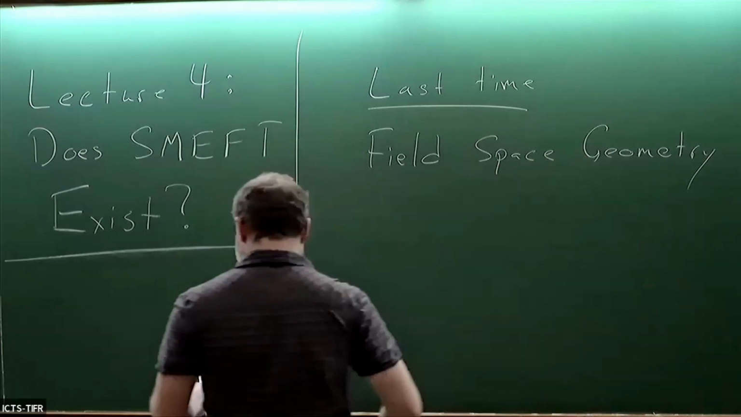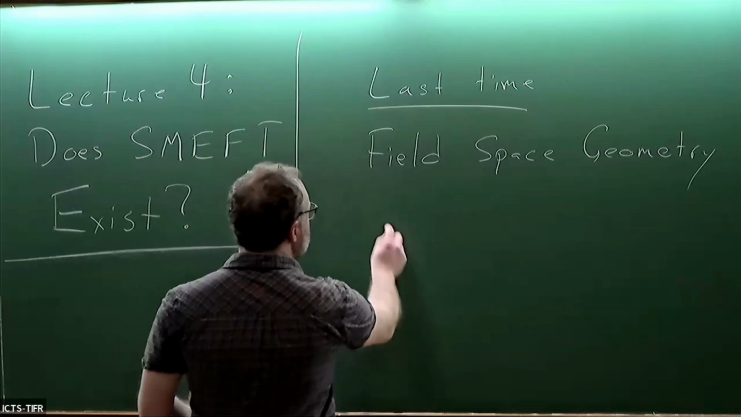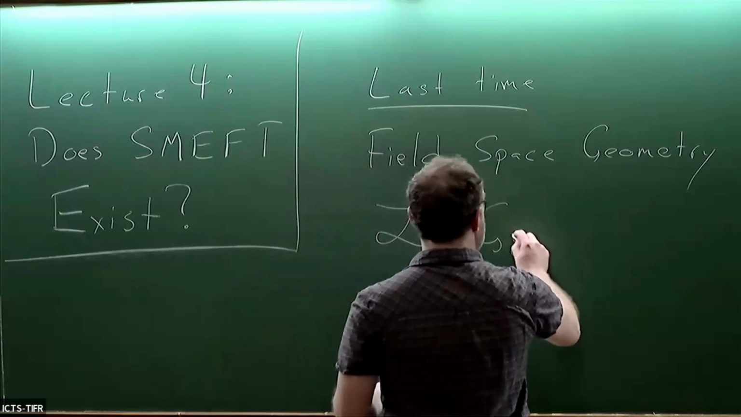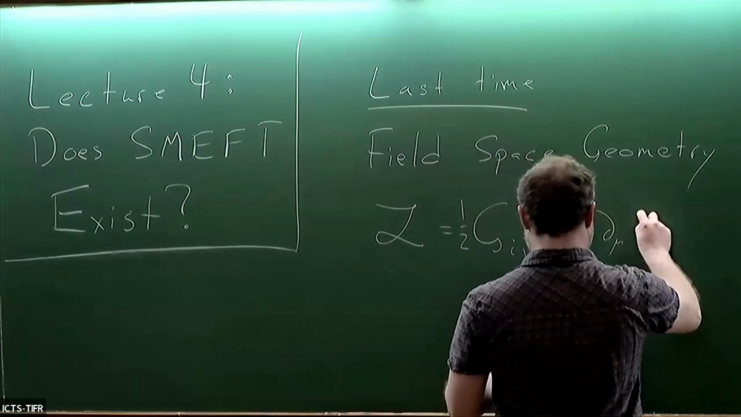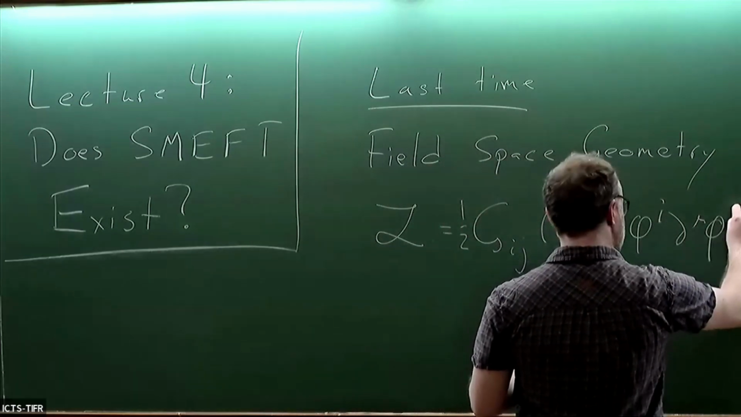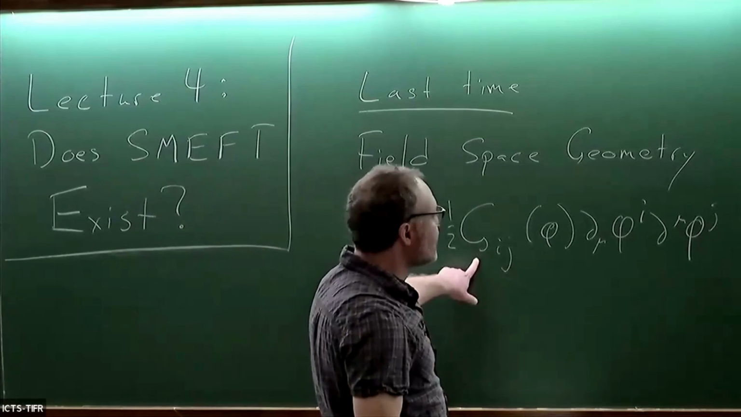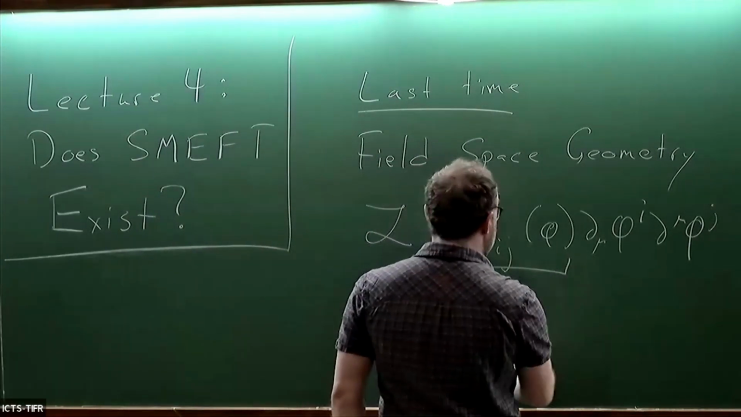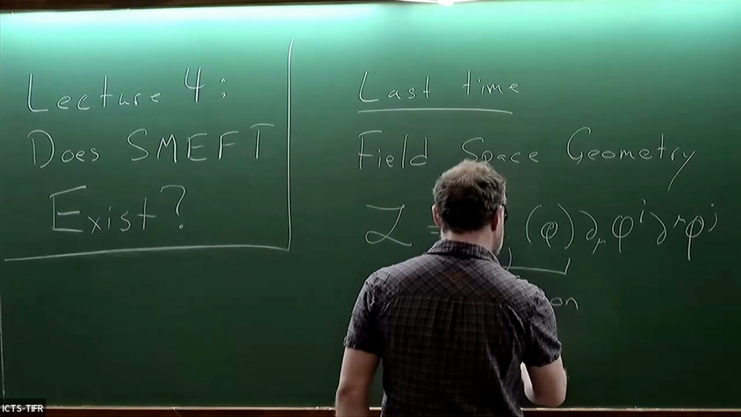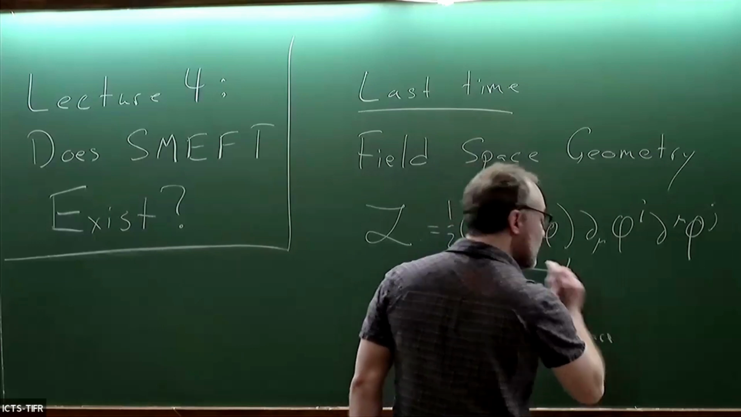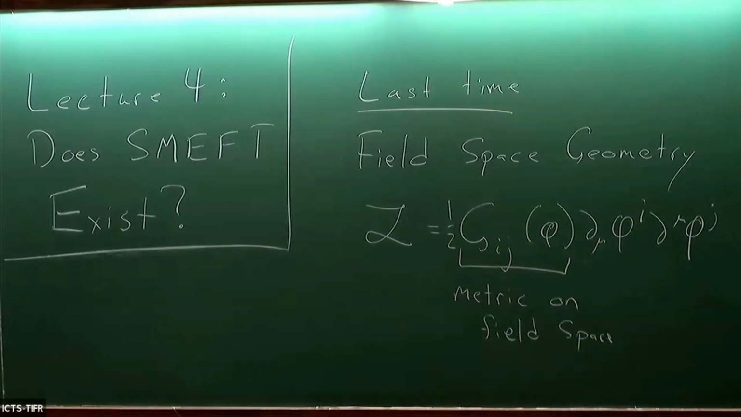Right? And the key idea was that we write the Lagrangian with a half for convenience, G_ij of phi, d_mu phi^i, d^mu phi^j, and we identified that this object here could be interpreted as a metric on field space, so it defines a notion of distance on field space for us.